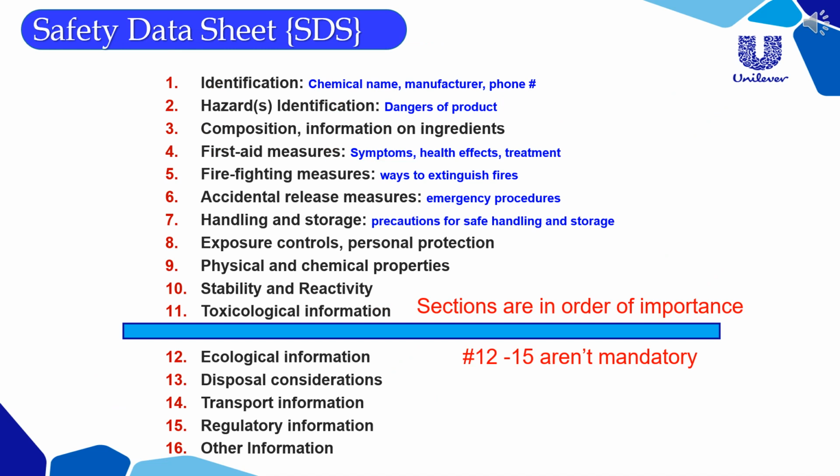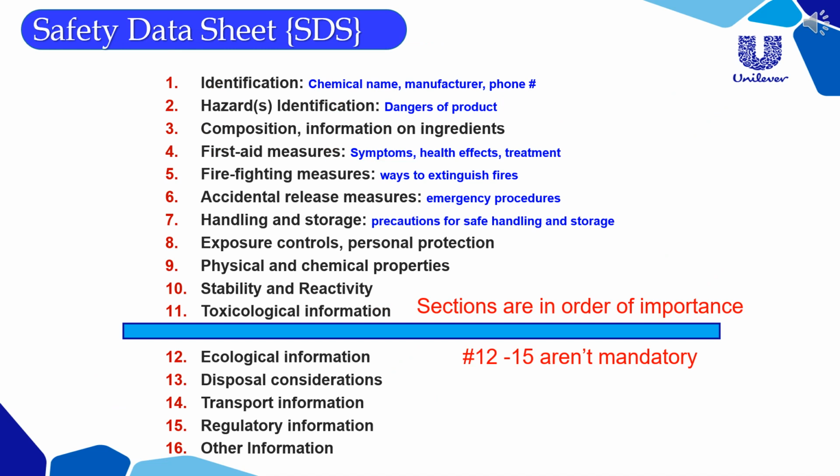All right, let's talk briefly about safety data sheets. There are 16 sections that may be found on a safety data sheet. However, 12 through 15 aren't always mandatory. They should be on there in the US, but there are rare occasions where you may not see all 16. 1 through 11 are mandatory. They are in order of importance. You can see here what each one is.